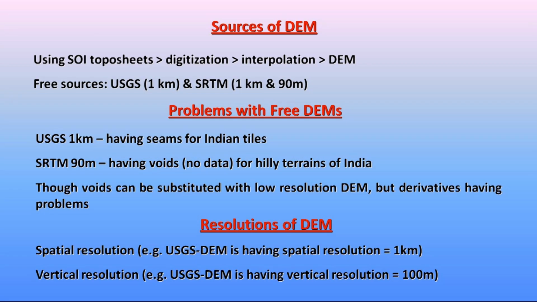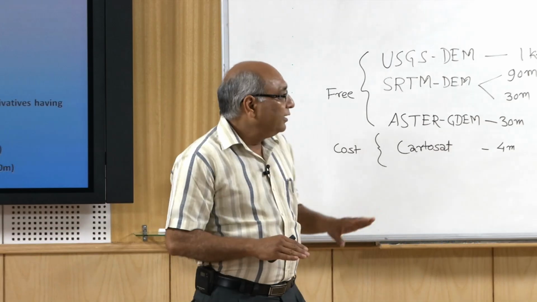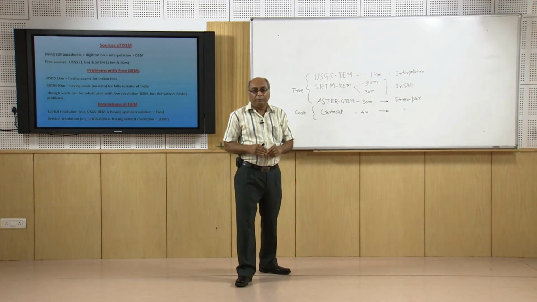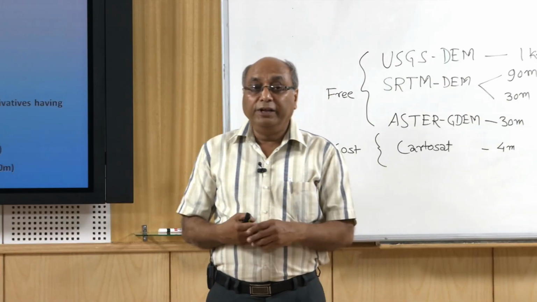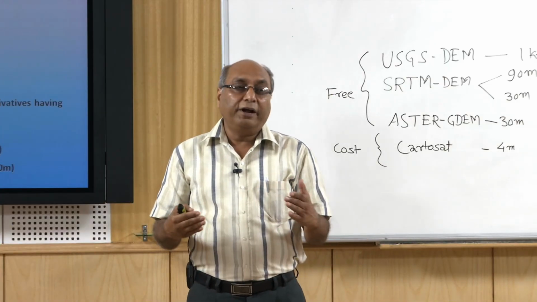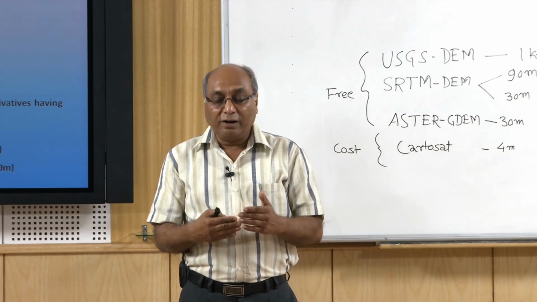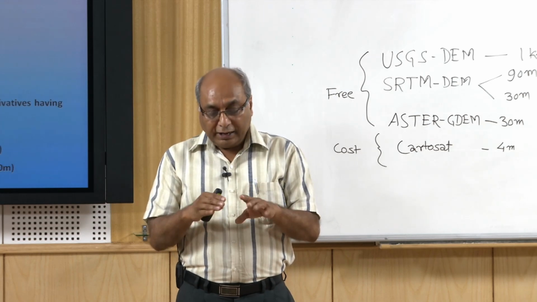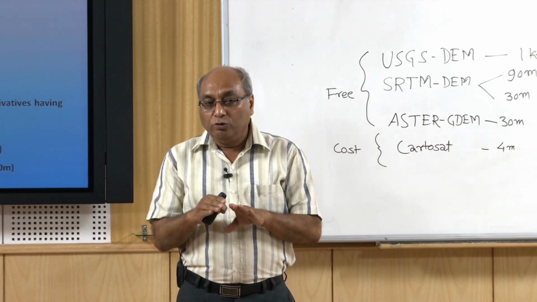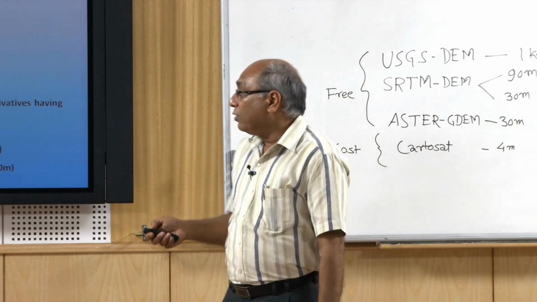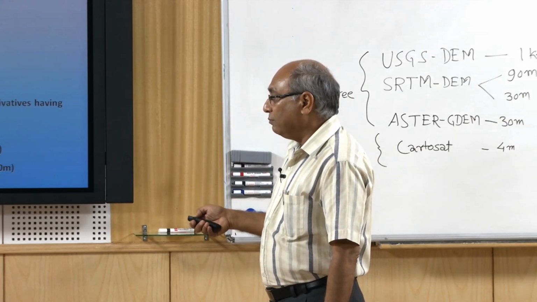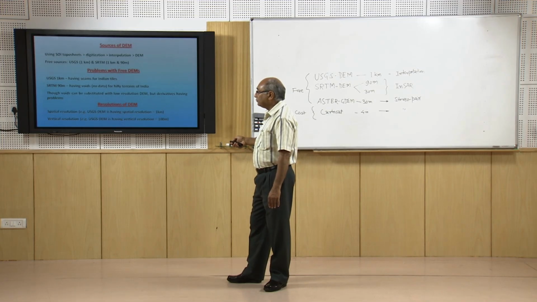there are certain problems with free DEMs like USGS DEMs for Indian tiles. It has seams because, as mentioned here, interpolations have been used. So the maps might have different projections or might be surveyed at different times, maybe having different density of contours or intervals of contours, and therefore when you join two topo sheets together you might get those seams. So this is the problem of the USGS DEM of 1 kilometer resolution of Indian tiles.